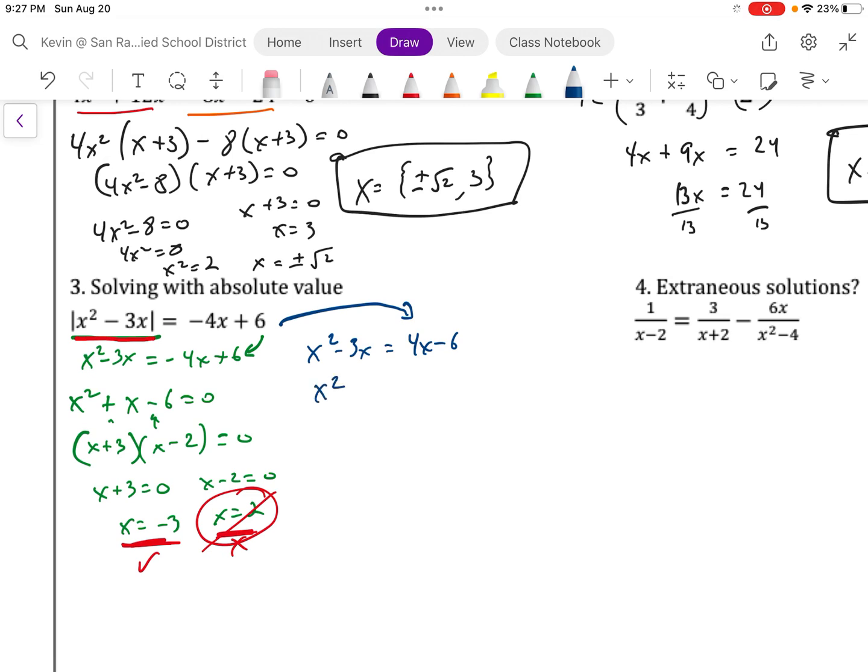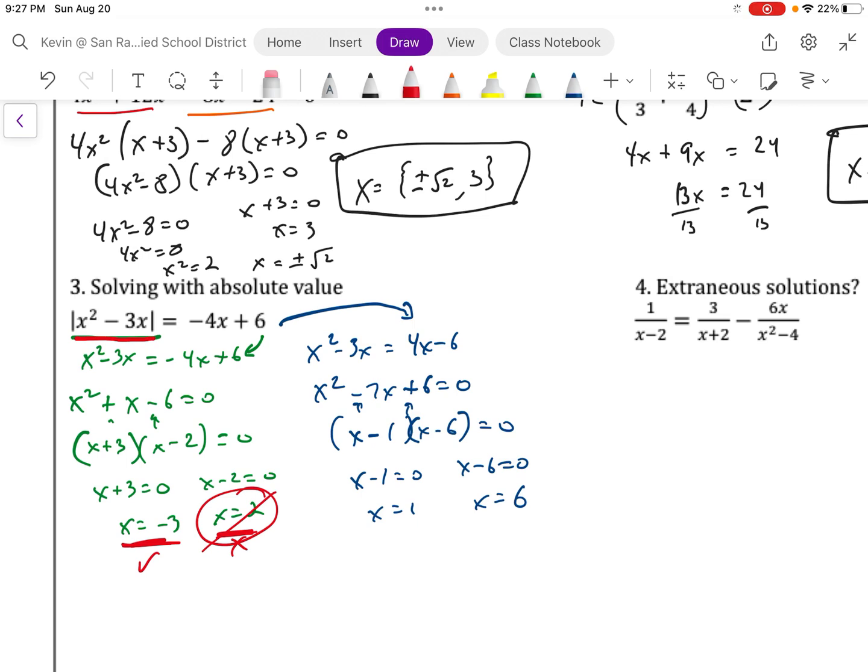All right, now we're going to come over here, x squared. We're going to subtract 4x. We have x squared minus 7x plus 6 equals 0. We're going to go 6 and 1. And this tells me that they're both the same sign, they're both negative. So x minus 1 equals 0, x equals 1, x minus 6 equals 0, x equals 6.